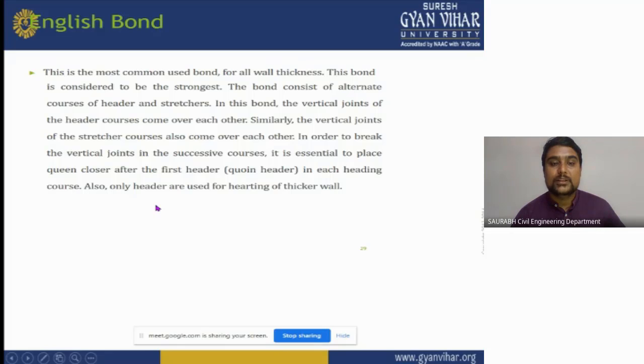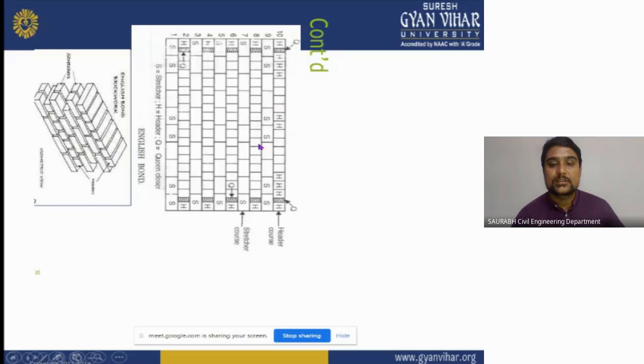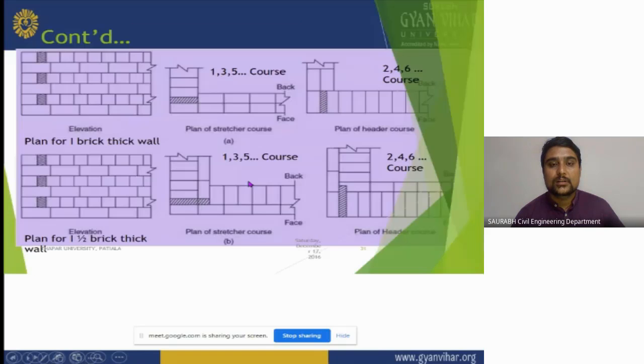In order to break the vertical joint in successive courses, it is essential to place a queen closer after the first header in each header course. Also, only headers are used for the heading of the thickness of the wall. This is the image of the header bond.